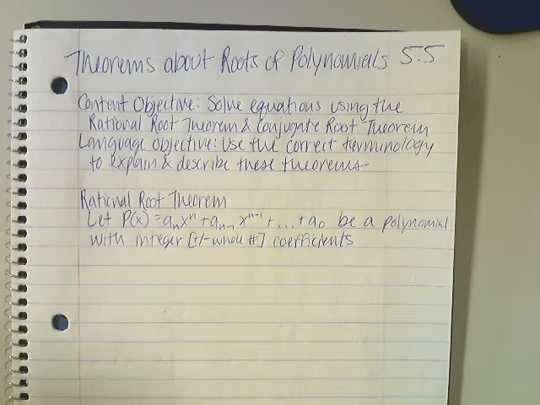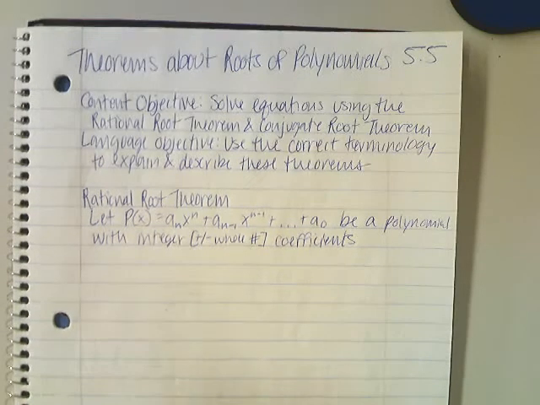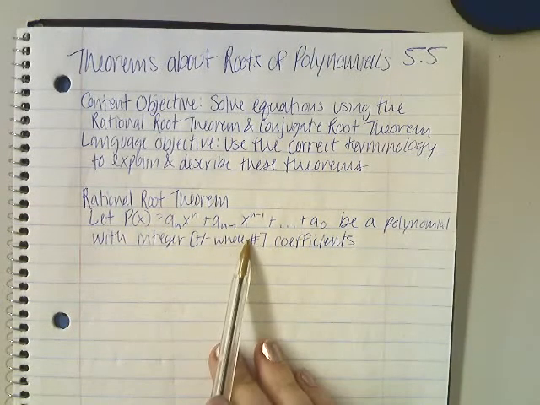So we're going to start off with the rational root theorem, which I've started writing out here on the page. It starts by saying let p of x equal a sub n times x to the n plus a sub n minus 1 times x to the n minus 1 plus dot dot dot plus a sub 0 be a polynomial with integer coefficients. I put a reminder here, integers are just plus or minus whole numbers.